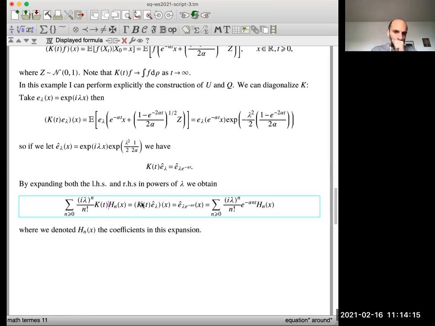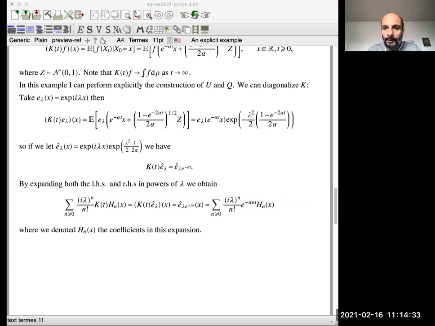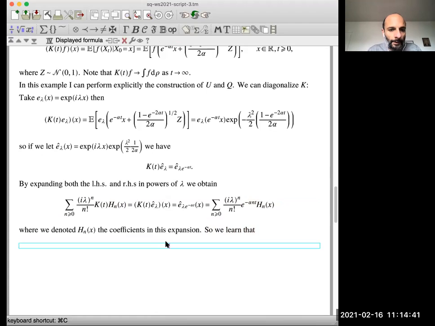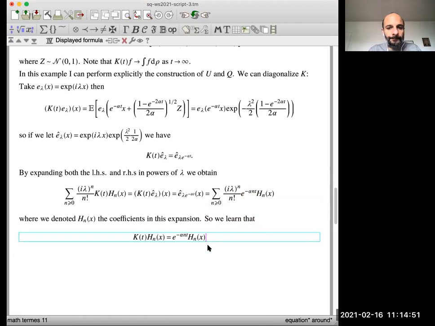At least you can do in power, and then you can check. Okay, so you have equivalence of these two series. And then you see something here which is very interesting. So the coefficient has to be the same, so this has to be equal to that. So we learned something interesting, that somehow these coefficients which appear in this expansion are eigenfunctions of K.